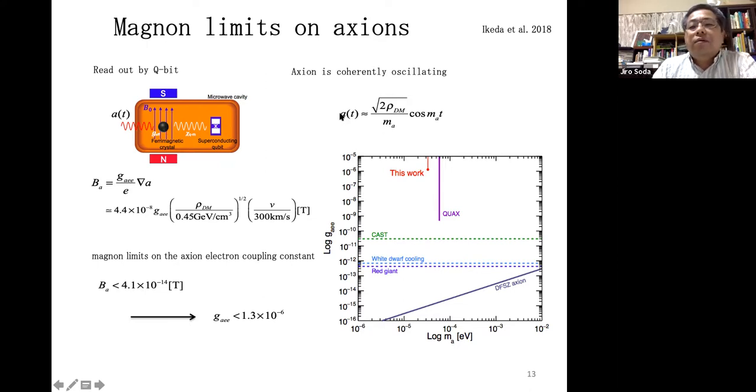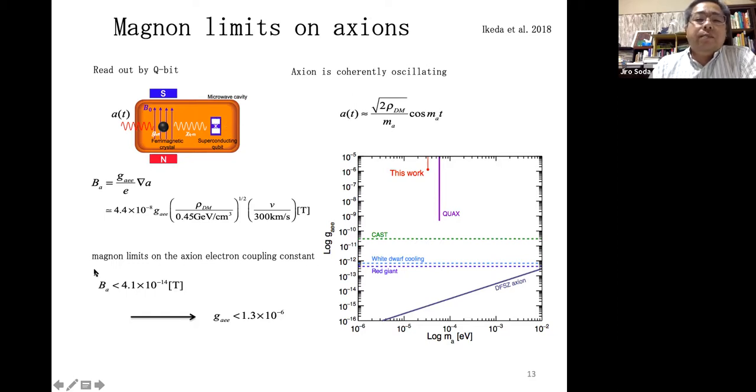The amplitude of the oscillation is given by the energy density of the dark matter, which is typically 0.45 GeV per cubic centimeter, and the typical velocity is here. In this case, we have an effective magnetic field of about 10 to the minus 8 times the coupling constant between the axion and the electron. Now you can count the number of magnons generated by the axion. Then from that, you can read off the magnetic field.